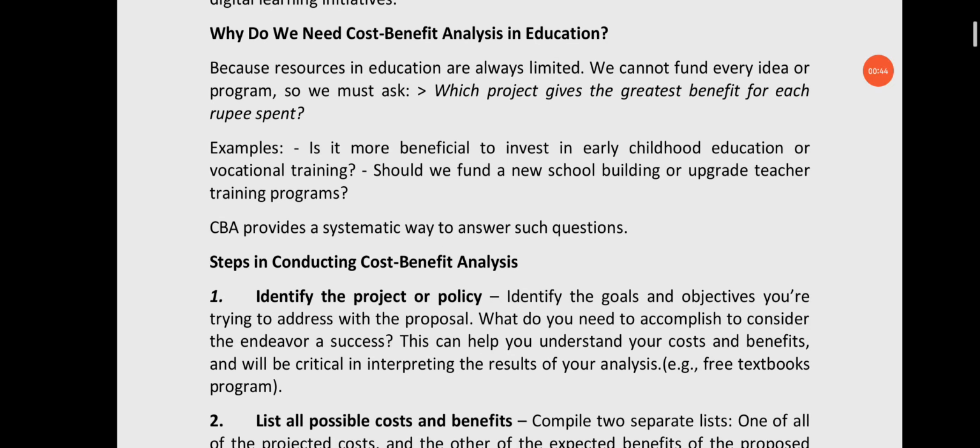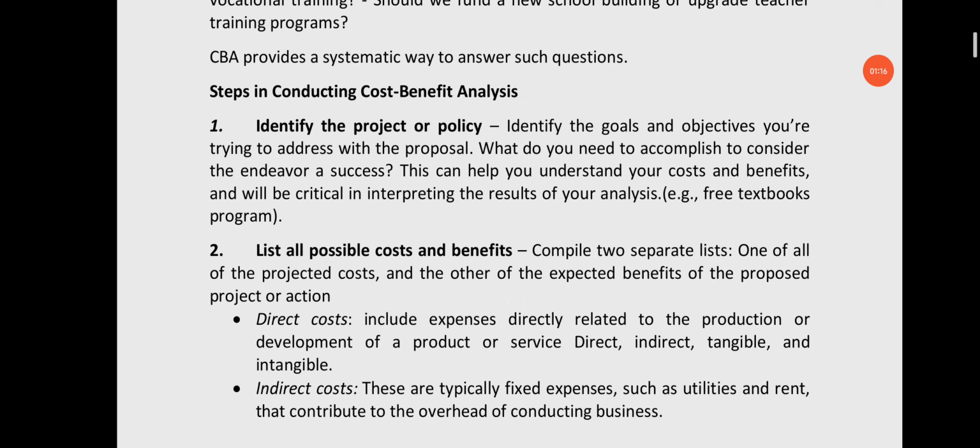Why do we need cost benefit analysis in education? Because resources in education are always limited. We cannot fund every idea or program. So we must ask which project gives the greatest benefit for each rupee spent. For example, is it more beneficial to invest in early childhood education or vocational training? Should we fund new school buildings or upgrade teacher training programs? CBA provides a systematic way to answer such questions.